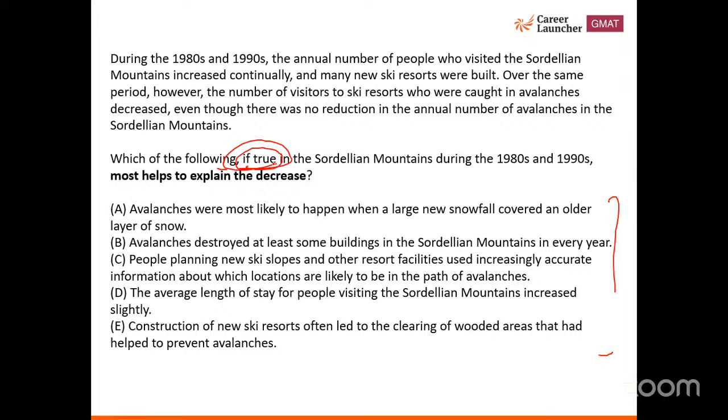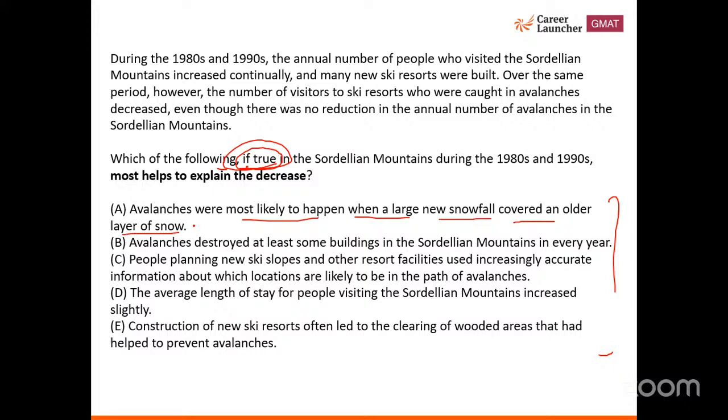Let's understand that. An out of scope choice is something that, even if it is true, right? I'm not saying that it's not true. Even if it is true, it has no impact on the argument. It is irrelevant. For example, avalanches were most likely to happen when a large snowfall covered an older layer of snow. Okay, good to know.